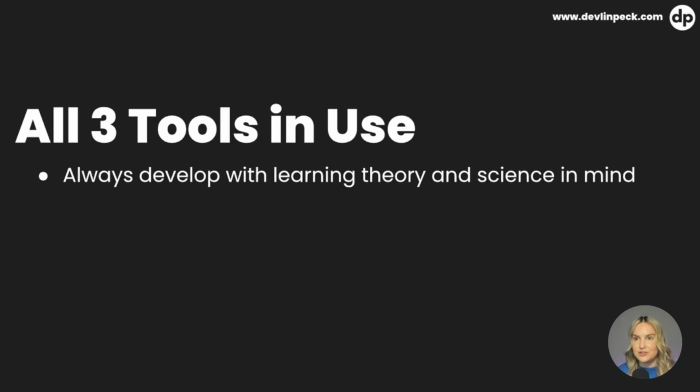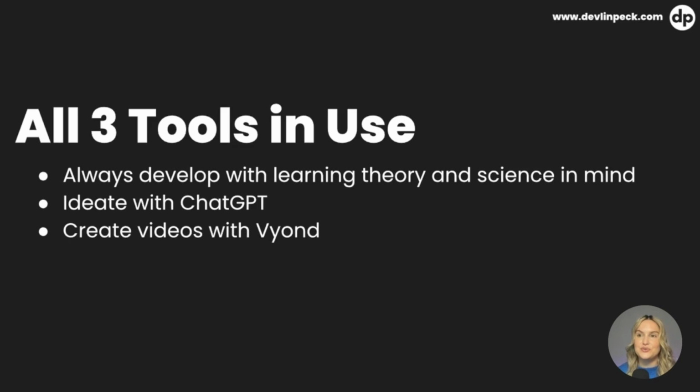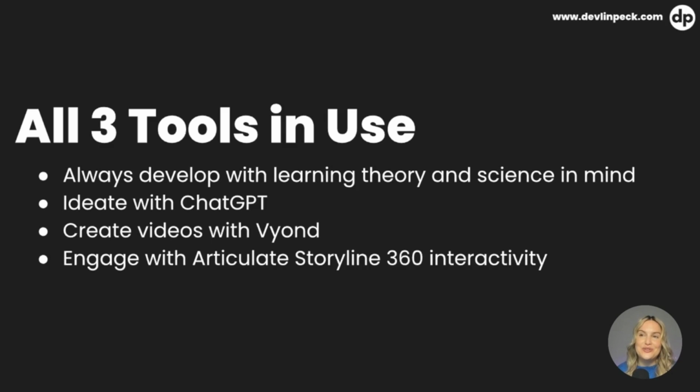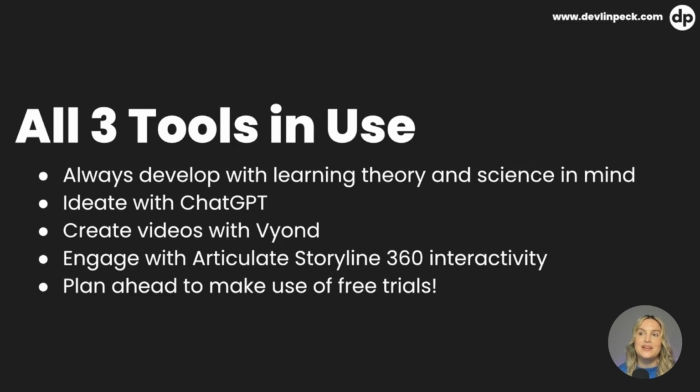Now, when you're using these three tools, you can start with ChatGPT to ideate, then you can create videos with Vyond, and then you can download those videos, bring them into Storyline, and add that interactivity to truly engage your learners. Make sure to always make use of the free trials, plan ahead, use ChatGPT to come up with all your ideas before you sign up for those to make sure that you get the most out of the tools. So there you have it.